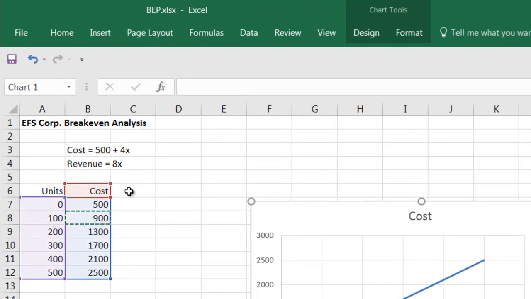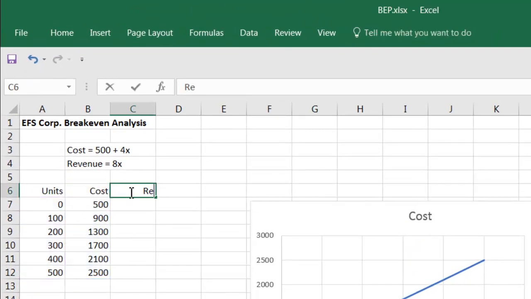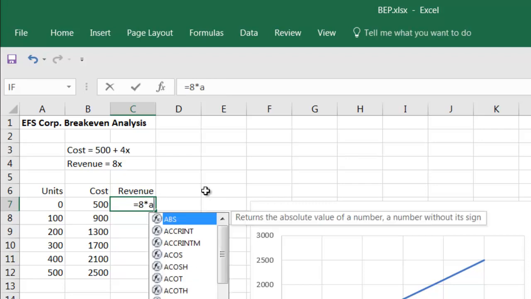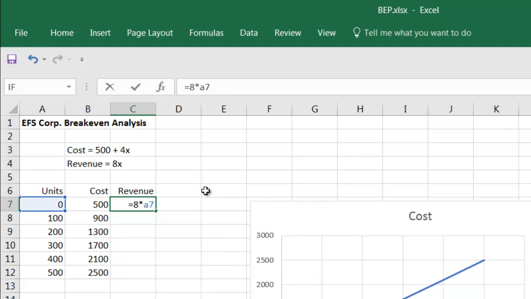So let's add revenue to this as well. Again, it's a function, so we need the equal sign. This equals 8 times cell A7. So if we produce 0 units, we have nothing to sell and our revenue is $0.